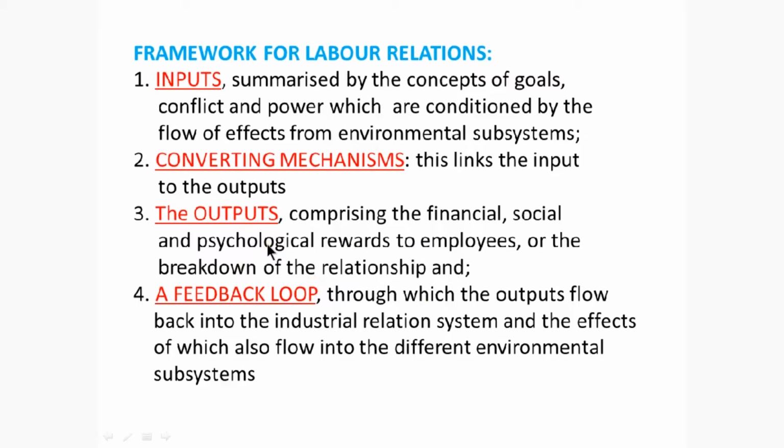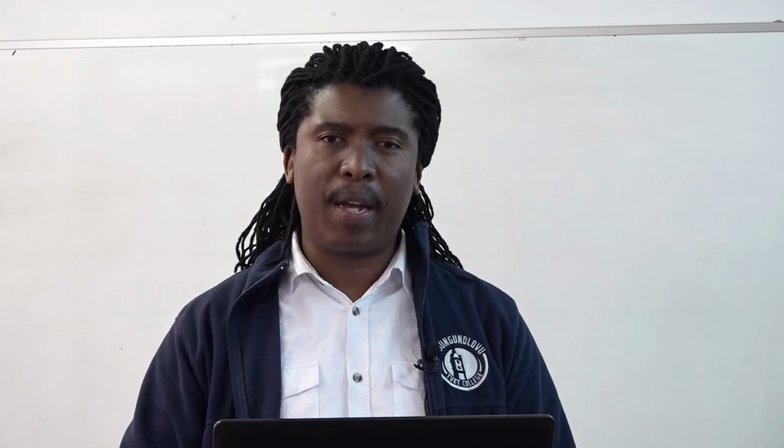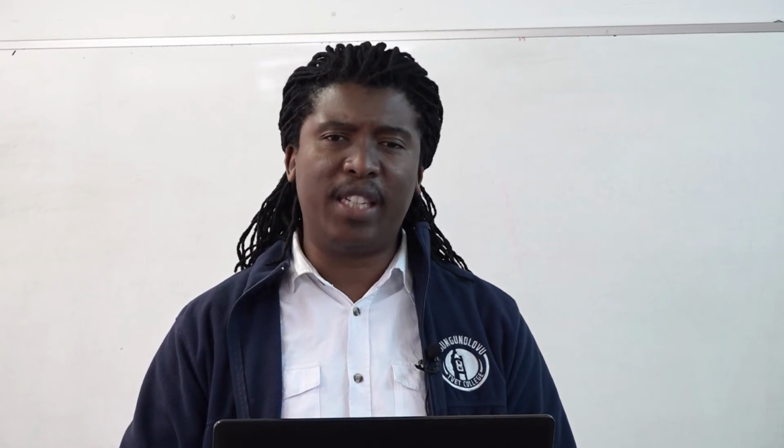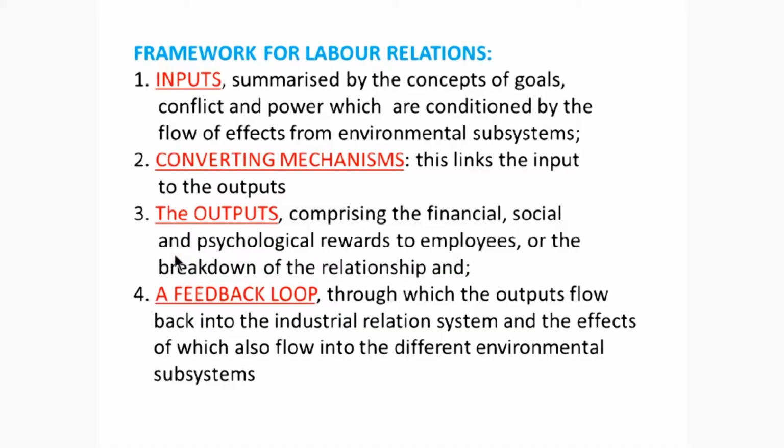The 4th one is the feedback loop. The feedback loop is the reflection of the labor relations system after the input has converted into output. Now, a person can articulate and understand what type of labor relations system that particular country is on. It is called the feedback loop. If you look at our notes here, we say it is through which the output flows back into the industrial relations system, and the effect of which also goes into the different environmental subsystems.